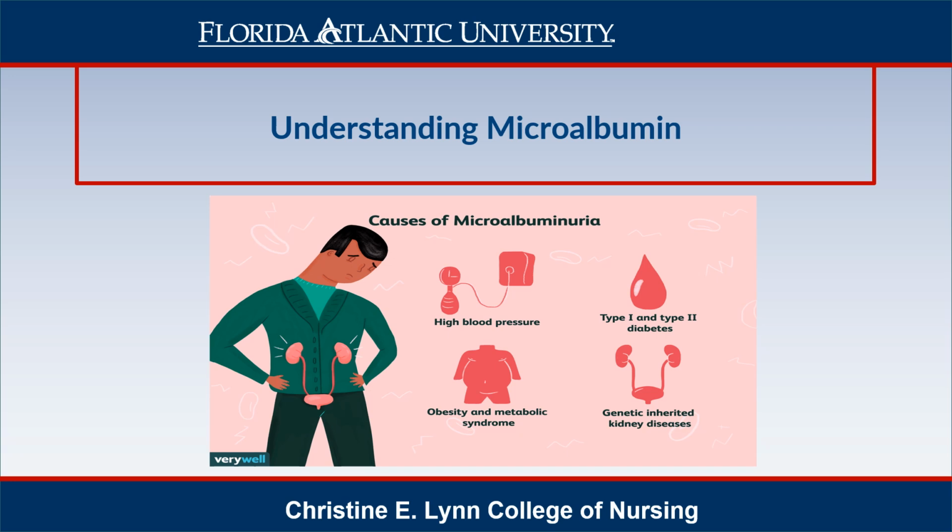What is microalbumin? Microalbumin refers to low levels of albumin in the urine, detectable before more serious kidney damage occurs. Normal urine albumin levels are less than 30 milligrams per gram of creatinine. Microalbuminuria is defined as 30 to 300 milligrams per gram of creatinine, and levels above 300 milligrams per gram indicate overt proteinuria.